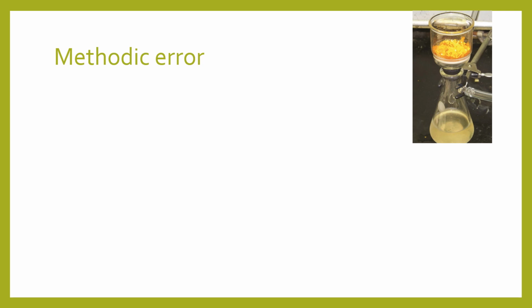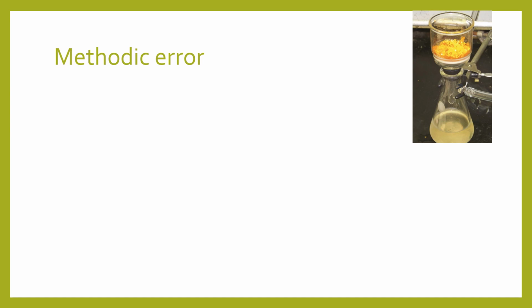Next type of error is methodic error. Now, what is methodic error? Methodic errors are the error associated with the method of analysis. It's not your mistake. It's not a mistake of the person doing the experiment. It is a mistake of the method. Whenever you do that method, this error will come.